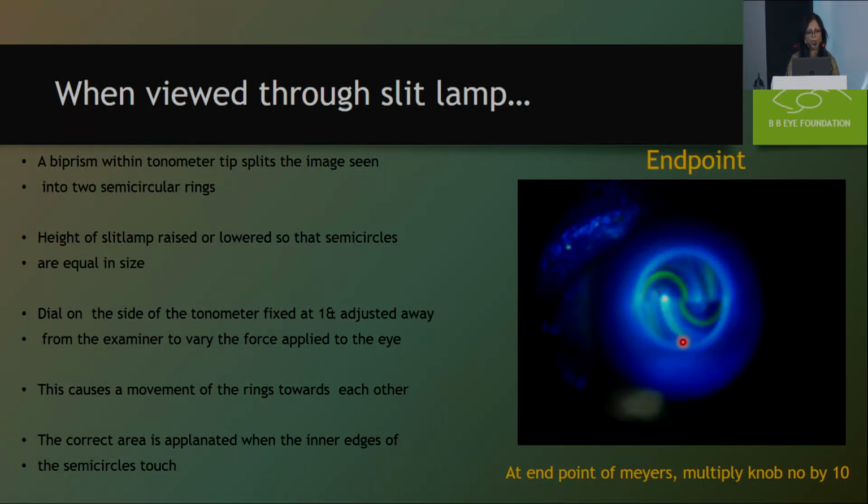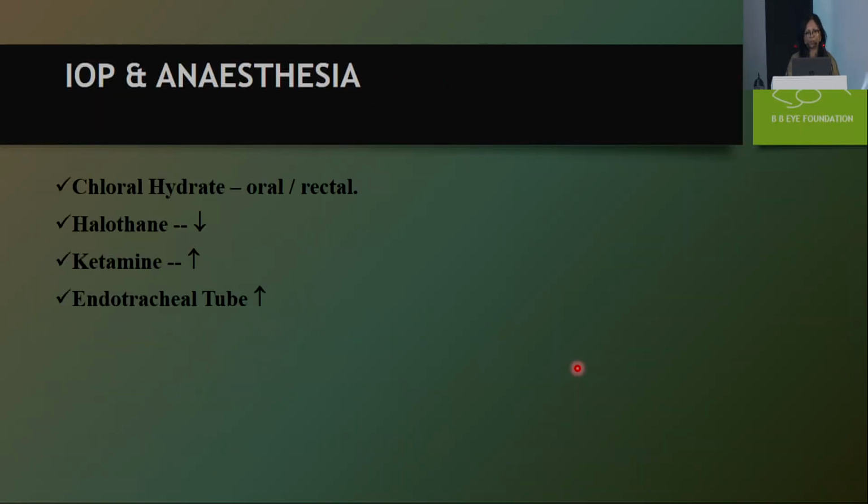You should adjust your slit lamp so that the height of both these semicircles is equal. And there's a dial on the side of the tonometer which is fixed at 1, and then you move on your slit lamp for the prism to touch the cornea of the patient very lightly. And this causes a movement of rings towards each other. These rings would be far apart when you're far away, and then there comes a point where the two rings meet. And this is exactly the end point. That is where the two mires, the inner edges, meet, and that you multiply by 10, and that would give you the intraocular pressure. Well, the Goldmann applanation tonometer needs to be calibrated, and at least once a month at your clinic, you should calibrate the Goldmann applanation tonometer.